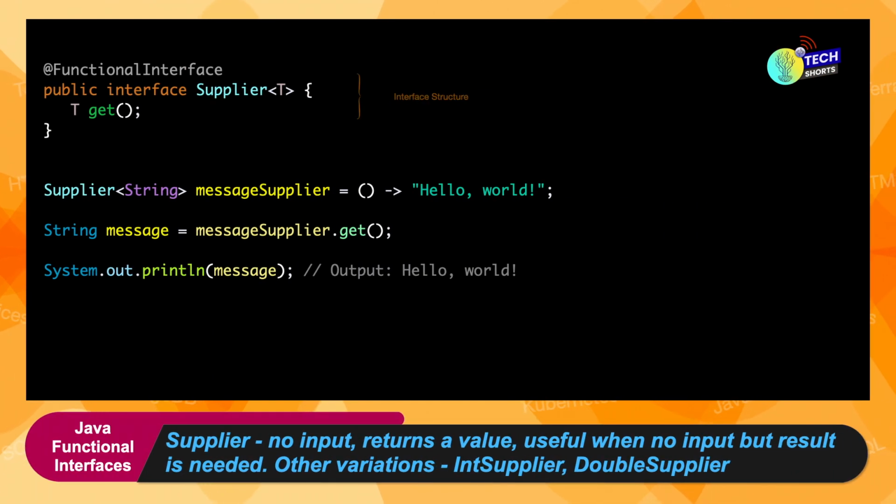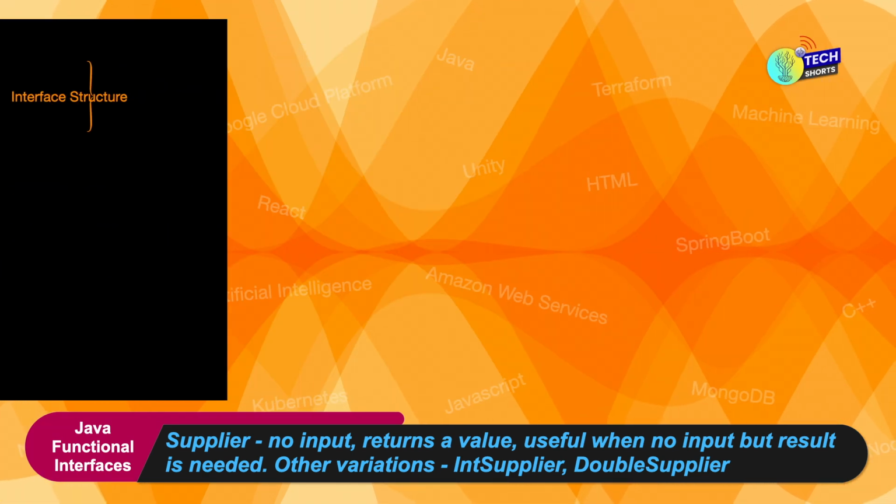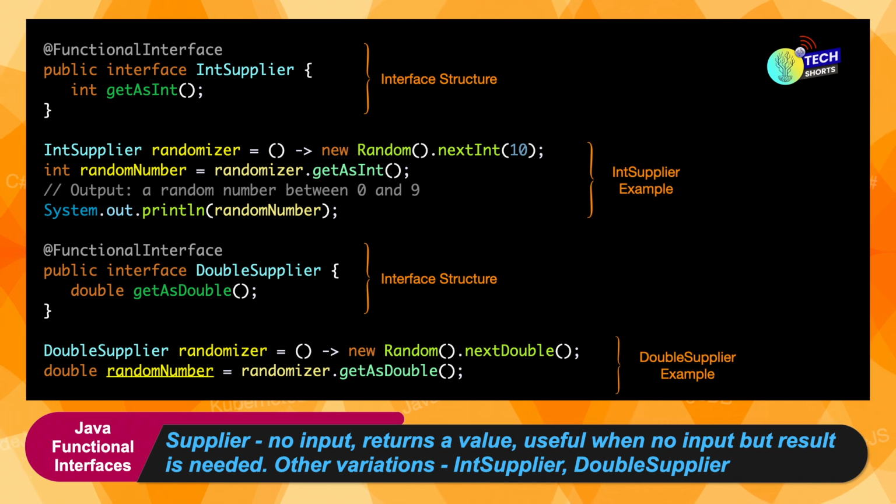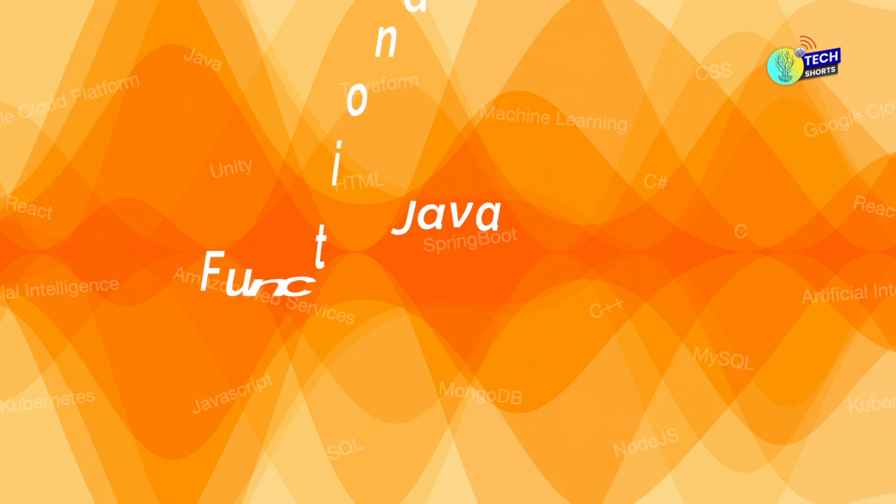Supplier represents a get function which does not take in any argument but produces a value. It is useful when we don't need to supply any value and obtain a result at the same time. Java also provides similar interfaces such as IntSupplier which provides output value as int and DoubleSupplier which provides output value as double.